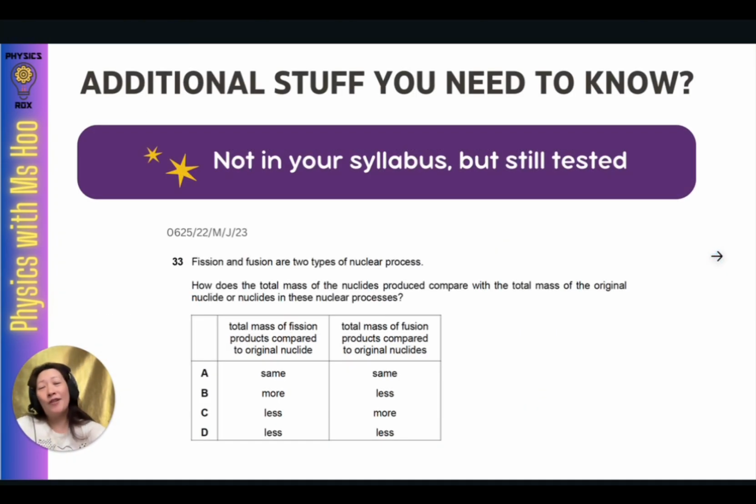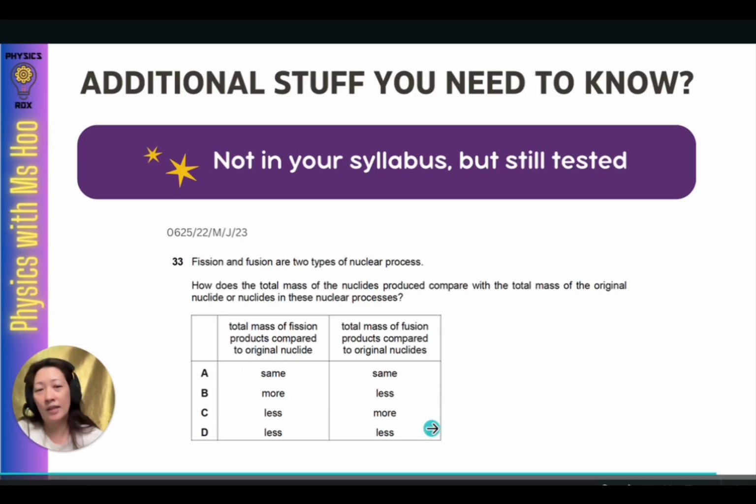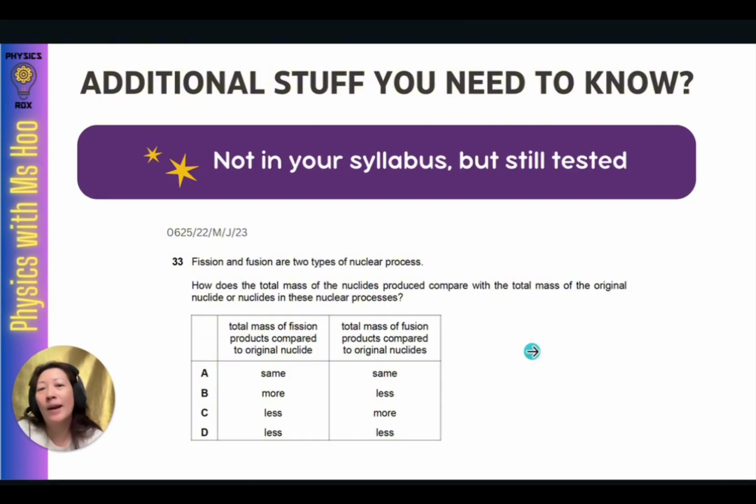Now, additional stuff you need to know, not in your syllabus, but could still potentially be tested. This is not a paper 4 question, it's actually a paper 2 question, but I've had students who questioned how come we're supposed to know this. Now, this information is not in your syllabus, but could still be potentially tested. This question is not from paper 4, it's from paper 2, but I've included it in this video just in case you might need to know this.